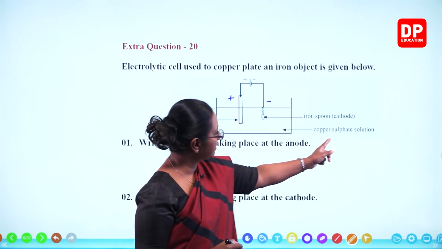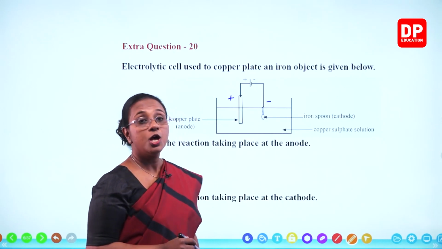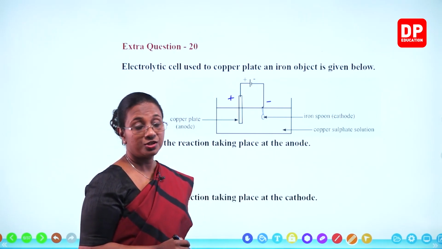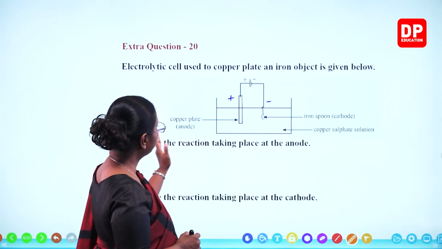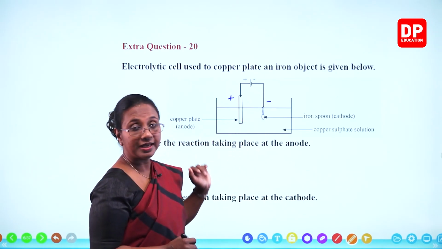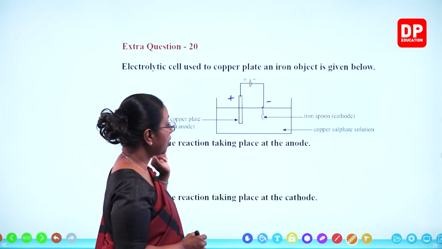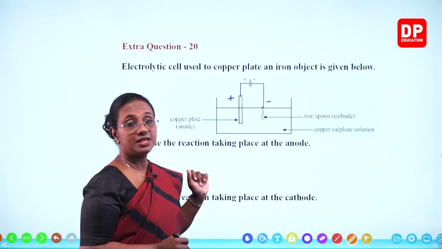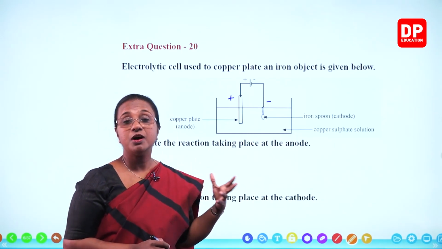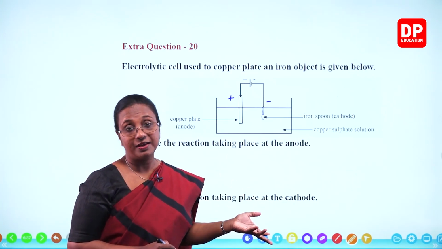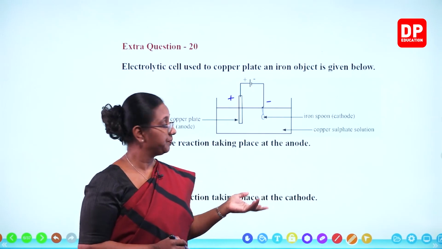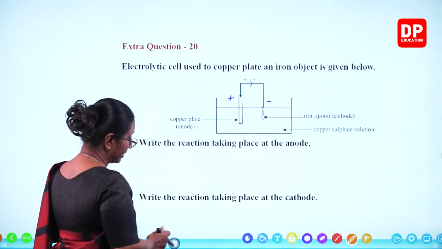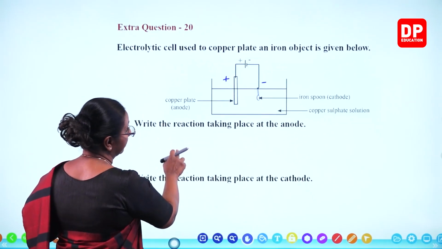And here you can see the electrolyte solution is copper sulfate solution. So it is the salt of copper. You are going to copper plate an object. The object is the cathode, the anode is copper, and the electrolyte solution is a salt solution of copper, that is copper sulfate. So all the conventions are satisfied here. Now let us look at the questions related to that.